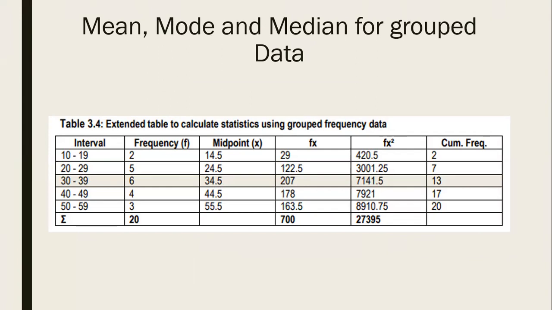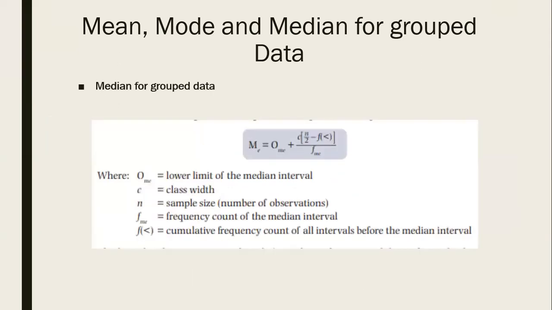So the median interval, what you need to know, is the interval that has the highest frequency. In this case, this is the interval with the highest frequency. The highest frequency is 6. So the median interval is 30 to 39, right? That is how you calculate your median interval. Median interval, keep this in mind: it is the interval that has the highest frequency.